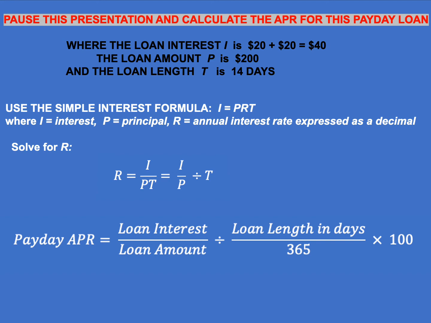But now, because it's the annual percentage rate, we need to rewrite 14 days as an equivalence in years. And that is accomplished by just dividing that loan length by 365. And also, because we're looking for a percentage, we multiply the entire answer by 100. Okay, pause it now and try this example. What was the annual percentage rate for that particular payday loan?